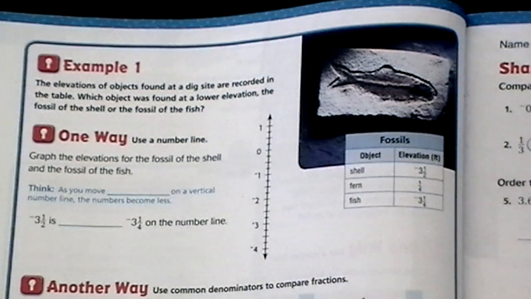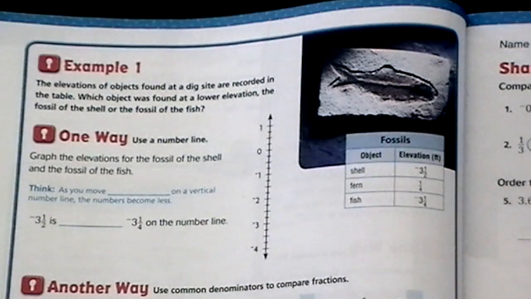All right, so here we are on page 110. Let's look at the top. Example 1. The elevations of objects found at a dig site are recorded in the table. Which object was found at a lower elevation, the fossil of the shell or the fossil of the fish? Well, let's take a look.